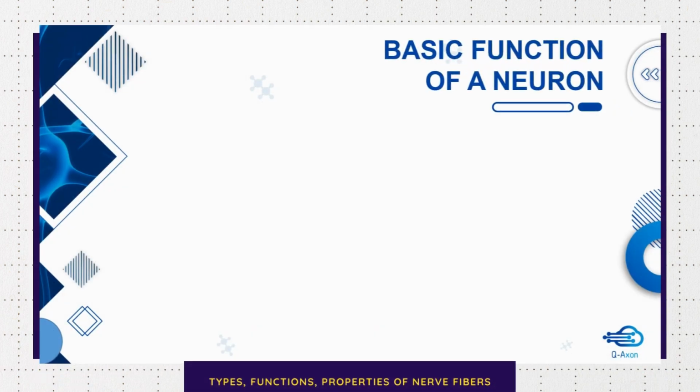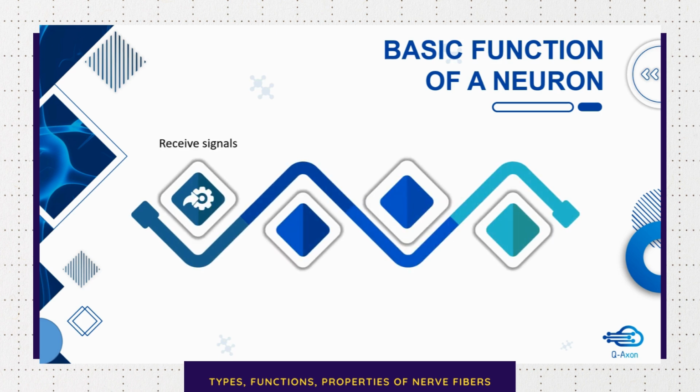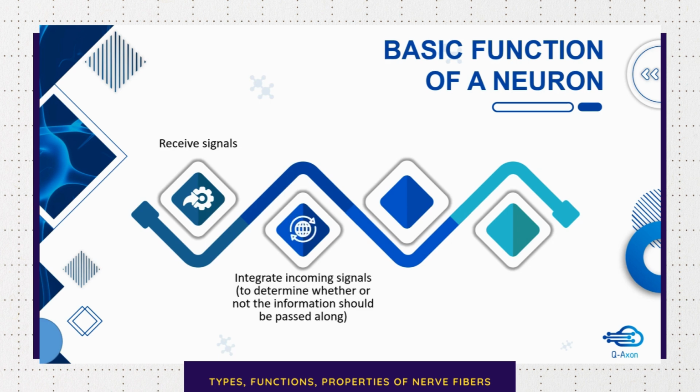Now that we have discussed the structure of the neuron, let's add a note on the basic function of a neuron. So a neuron is capable of receiving signals. Once it receives signals, it analyzes these signals. It decides which information is important and which needs to be filtered out. So it integrates and processes information. And then it transmits this information to target cells, which could be other neurons, muscles, or glands.